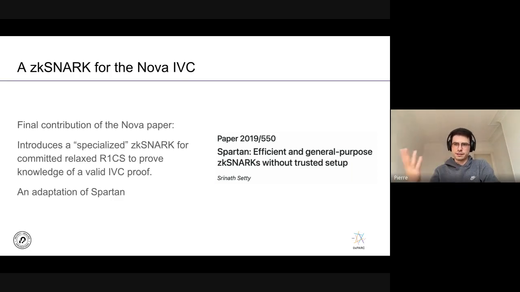And this new ZK snark was an adaptation of Spartan, but it's not as succinct as we would like if we want to verify stuff on chain. It's not as succinct as the Groth16 proof, basically. And it's partly because it's a transparent ZK snark. So it's pretty hard to verify those kinds of proofs on chain.